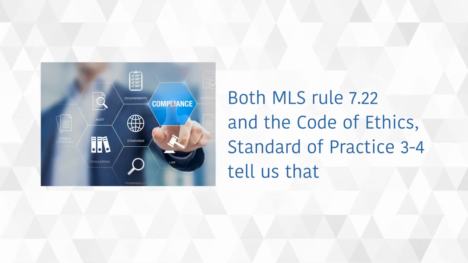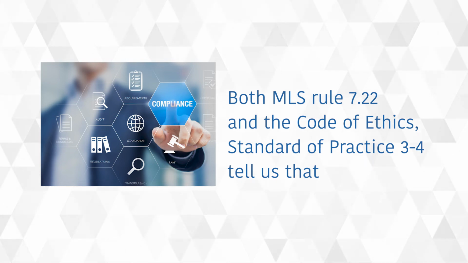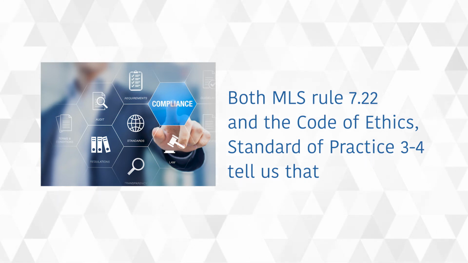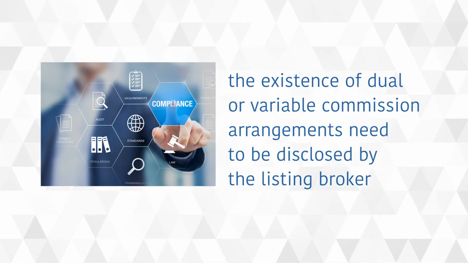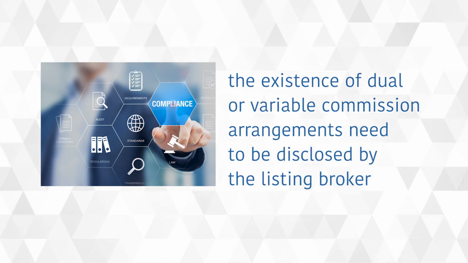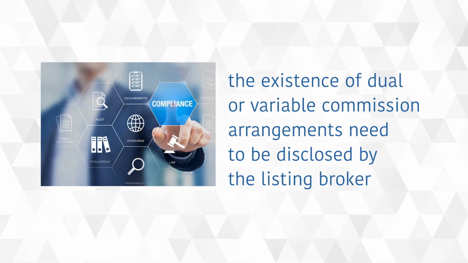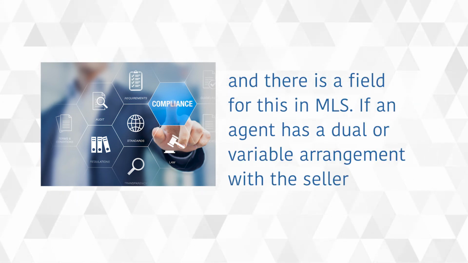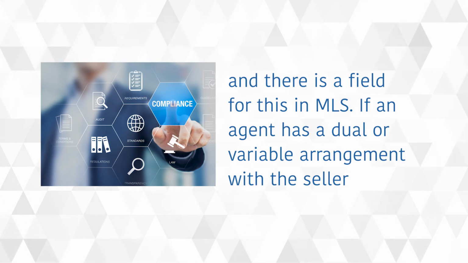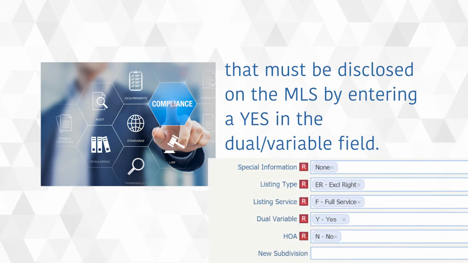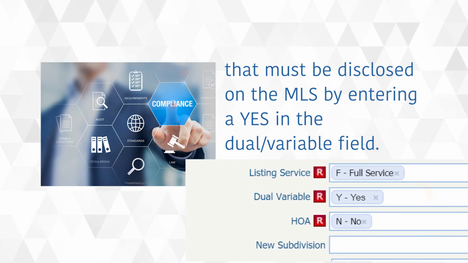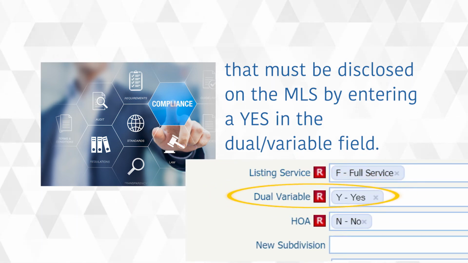Both MLS Rule 7.22 and the Code of Ethics Standard of Practice 3-4 tell us that the existence of a dual or variable commission arrangement needs to be disclosed by the listing broker, and there's a field for this in the MLS. If an agent has a dual or variable arrangement with the seller, that must be disclosed on the MLS by entering a yes in the dual variable field.